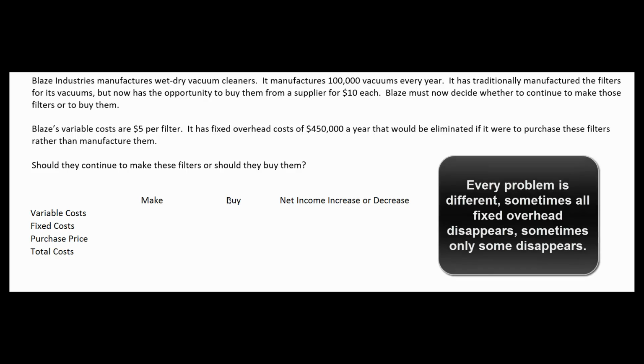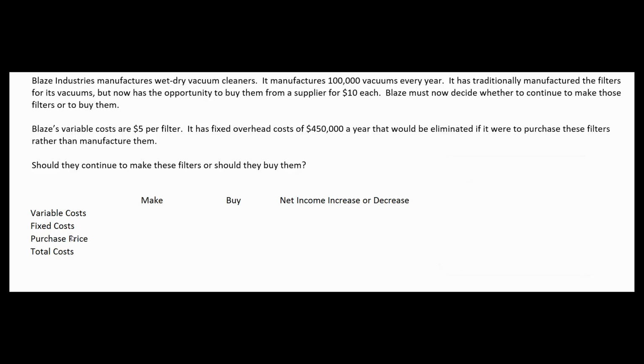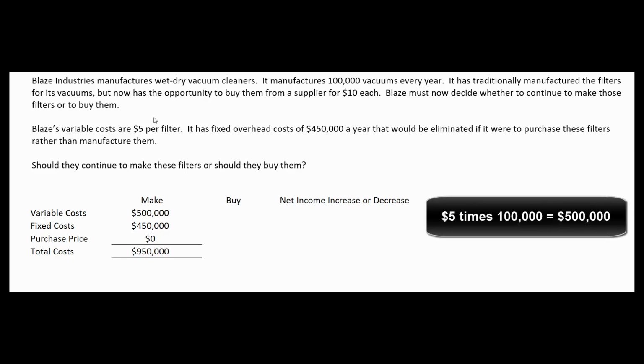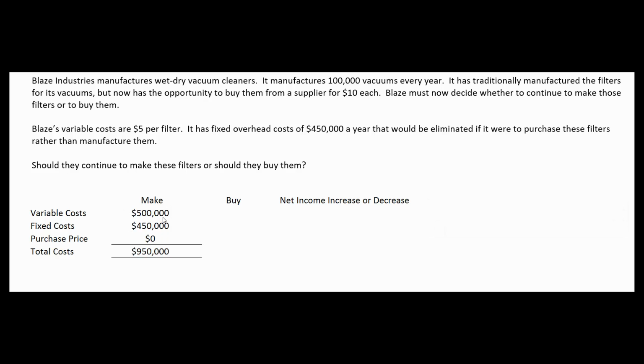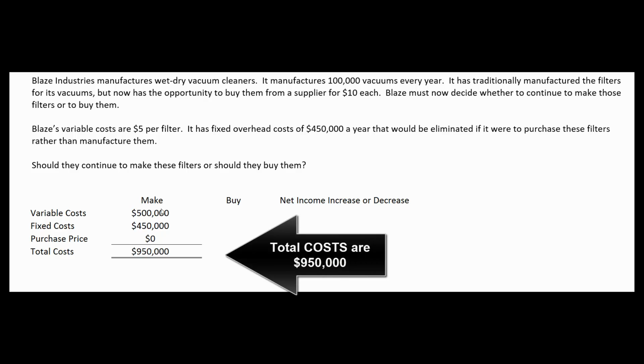All right, so here's the 3 columns. Here's the information down the side. Let's take a look at it. If we continue to make these filters, we'll have to spend $5 per filter on variable cost. $5 per filter times 100,000 filters gives us $500,000. Our fixed costs are $450,000. If we continue to make them, we don't have to buy them. So these are all costs. They're all positive signs here. So we total this up. Our total costs right now are $950,000.